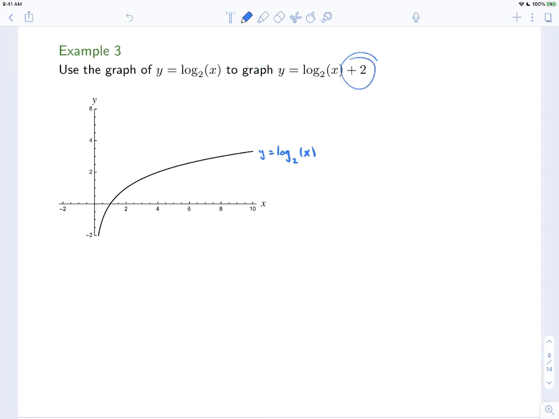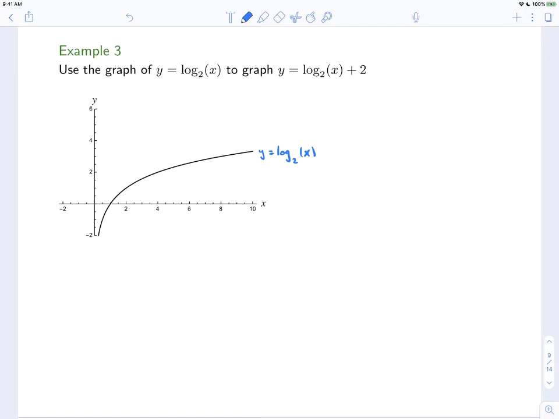That's what that means. If you're adding 2 to the end, what that's telling you is that you have y is log base 2 of x, and then I'm going to take that y value and add 2 to it, so everything goes up by 2. But let's go ahead and do it using all of the steps that we did before.